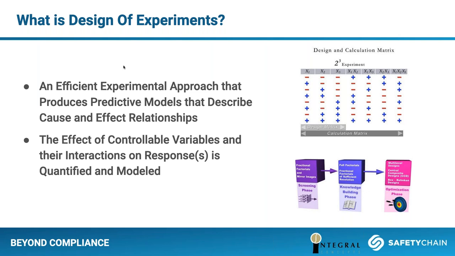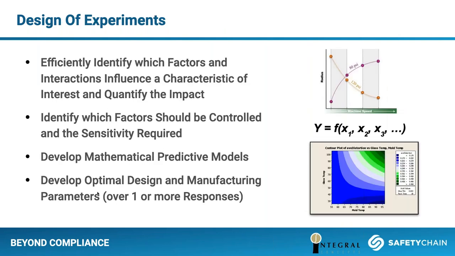Why DOE is so effective is that we can use it to understand the effects of controllable variables and actually noise variables, and we can also understand complex interactions that we would never learn about just by using trial and error approaches or by simply changing one factor at a time to try to learn.